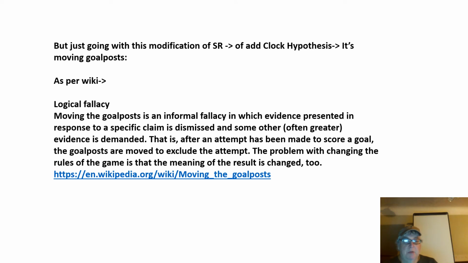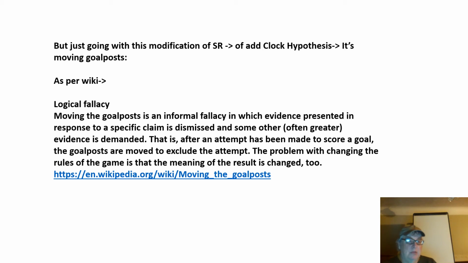But for now, just going with the modification of special relativity of adding the clock hypothesis as a third assumption to special relativity, what you're basically doing is moving goalposts. You've got two assumptions explicitly stated by Einstein, and then you've got to add another assumption to it, even though it's implicitly in the paper as something you can interpret as a third assumption. Really, it's still moving the goalposts.